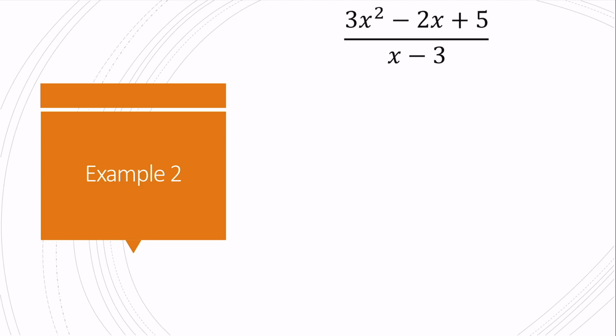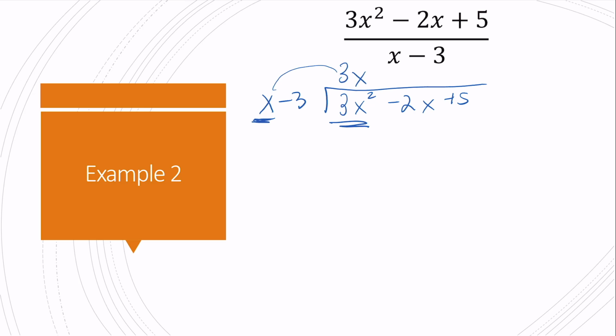Next example, I have 3x squared minus 2x plus 5. And we're going to divide that by x minus 3. What do I multiply x by to make it look like 3x squared? That's going to be 3x. 3x times x is 3x squared. 3x times negative 3 gives me a negative 9x. And then I subtract.